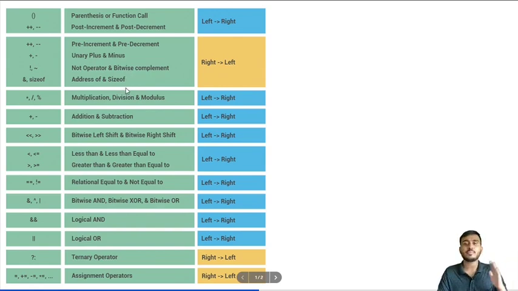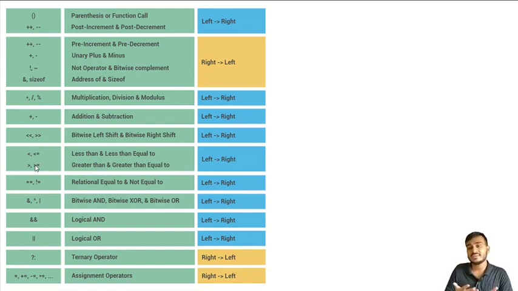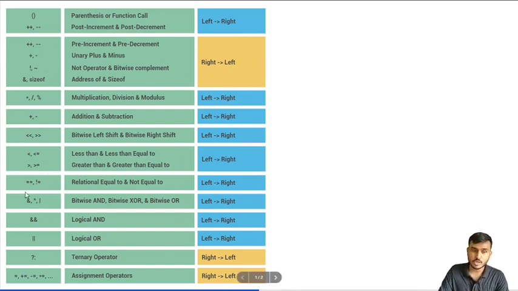After parentheses and post increment and decrement, this set of operators has the next highest precedence. Then we have multiplication, division and modulus, which also have high precedence. Then plus, minus, then bitwise left shift and right shift. Then relational operators: less than, less than or equal to, greater than and greater than or equal to. Then equal to, not equal to. Then bitwise AND, bitwise XOR, bitwise OR. Then logical AND, logical OR. Then the ternary conditional operator, question mark colon, and finally the assignment operator.